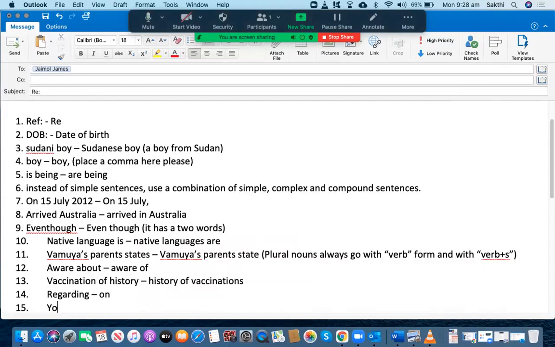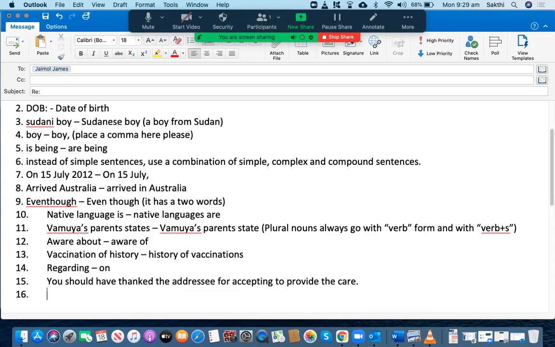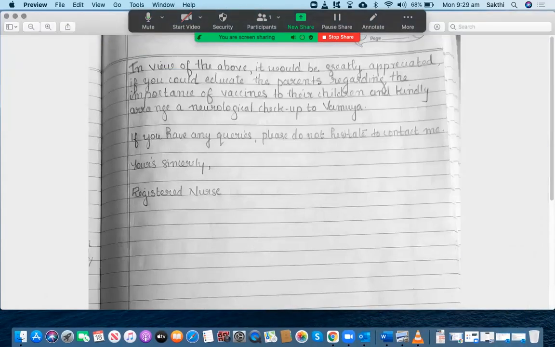She must have thanked the addressee for accepting to provide the care, right? It's better to always thank the addressee, okay? And then queries. Queries is an informal phrase. It's much better to use questions instead of writing queries, okay? All right, let's go to the next one.